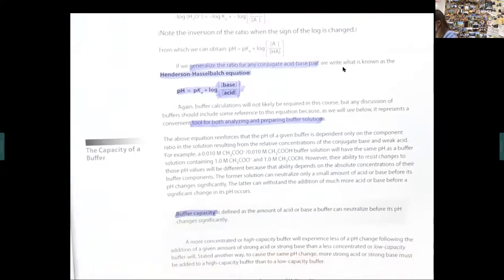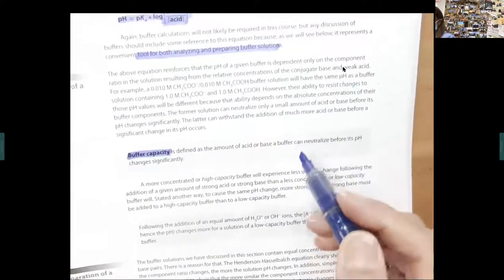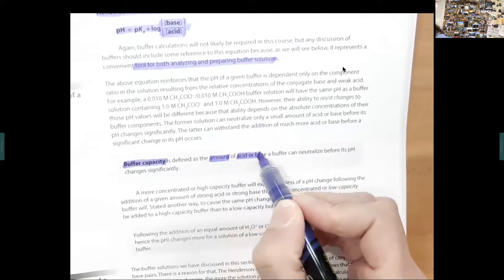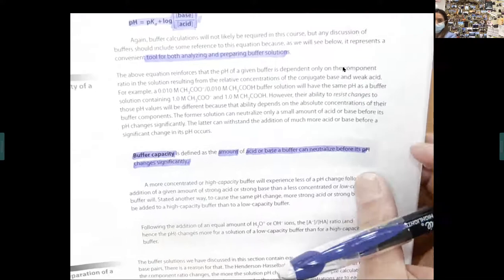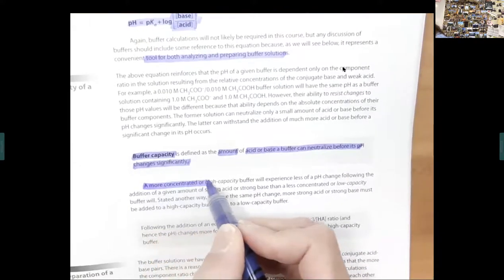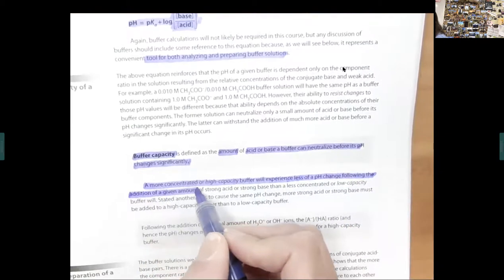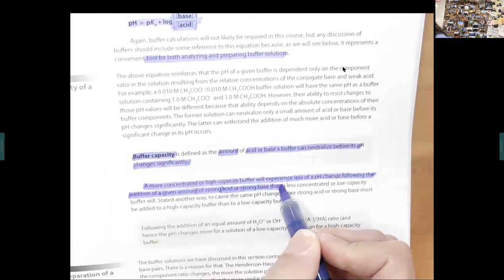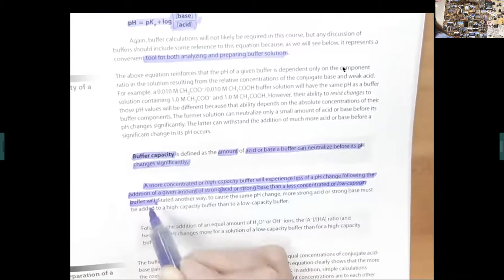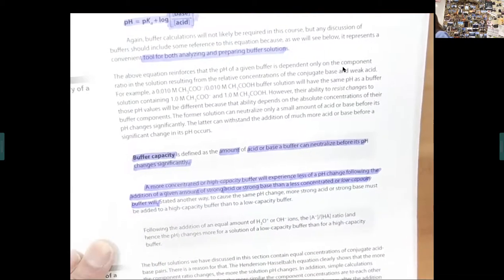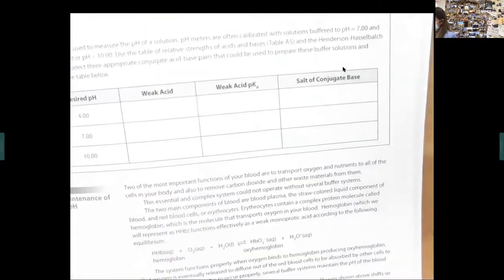Okay. Now, move on to buffer capacity. Buffer capacity is the amount of acid or base a buffer can neutralize before its pH changes significantly. So a more concentrated or high capacity buffer will experience less of a pH change following the addition of a given amount of strong acid or a strong base than a less concentrated or low capacity buffer will. Okay. Now, let's go to the next page for preparation of a buffer.